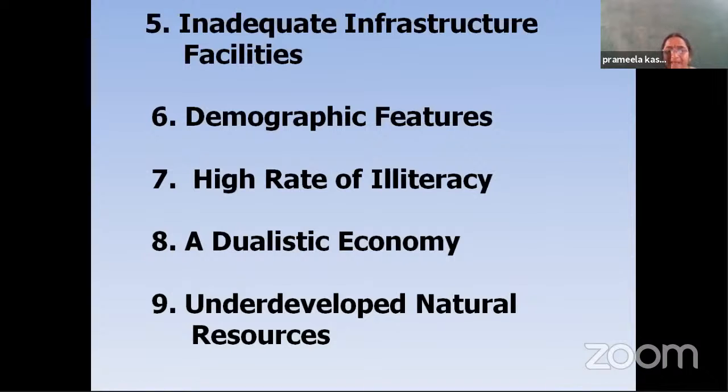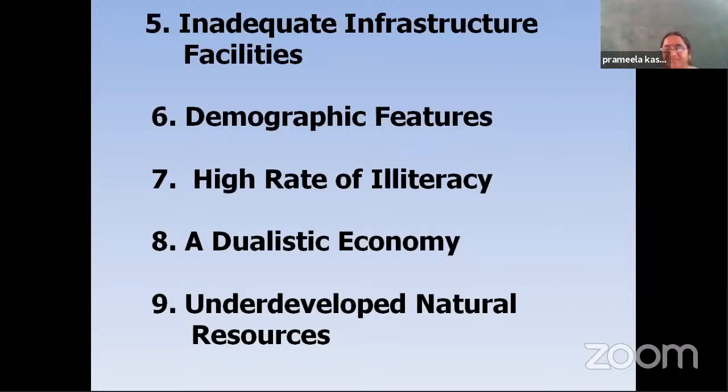Next one, the ninth point, underdeveloped natural resources. In developing economies, natural resources are abundant, but due to less availability of capital, low technology, traditional methods and the attitudes of the people, they are unable to utilize these natural resources in a proper way. So we can find underutilization, unutilization or misutilization of resources in developing economies.